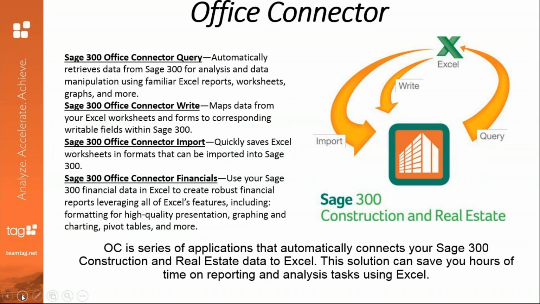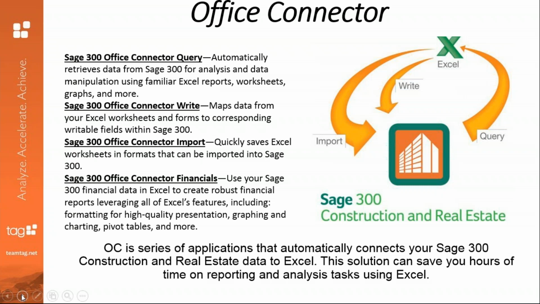The last topic to talk about today is Office Connector. Office Connector is, in very easy terms, an Excel plugin that pulls data out of your Sage database, and it can also write data back to your Sage database. Office Connector is made up of 4 modules, essentially: Office Connector Query, Write, Import, and Financials.